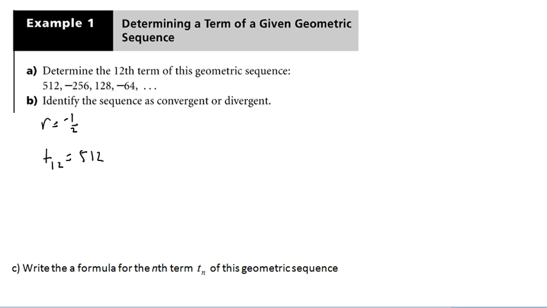If we multiply by it once, it gets us to T2. Multiply twice gets us to T3. So to get to T12, we're going to have to multiply by negative a half 11 times. Well, the easy way to write that is negative a half to the power of 11. So that's going to give us 512 over negative 2048, which is negative a quarter. Okay, and because our r is negative a half, that's between negative 1 and 1, that means that we're going to be convergent.